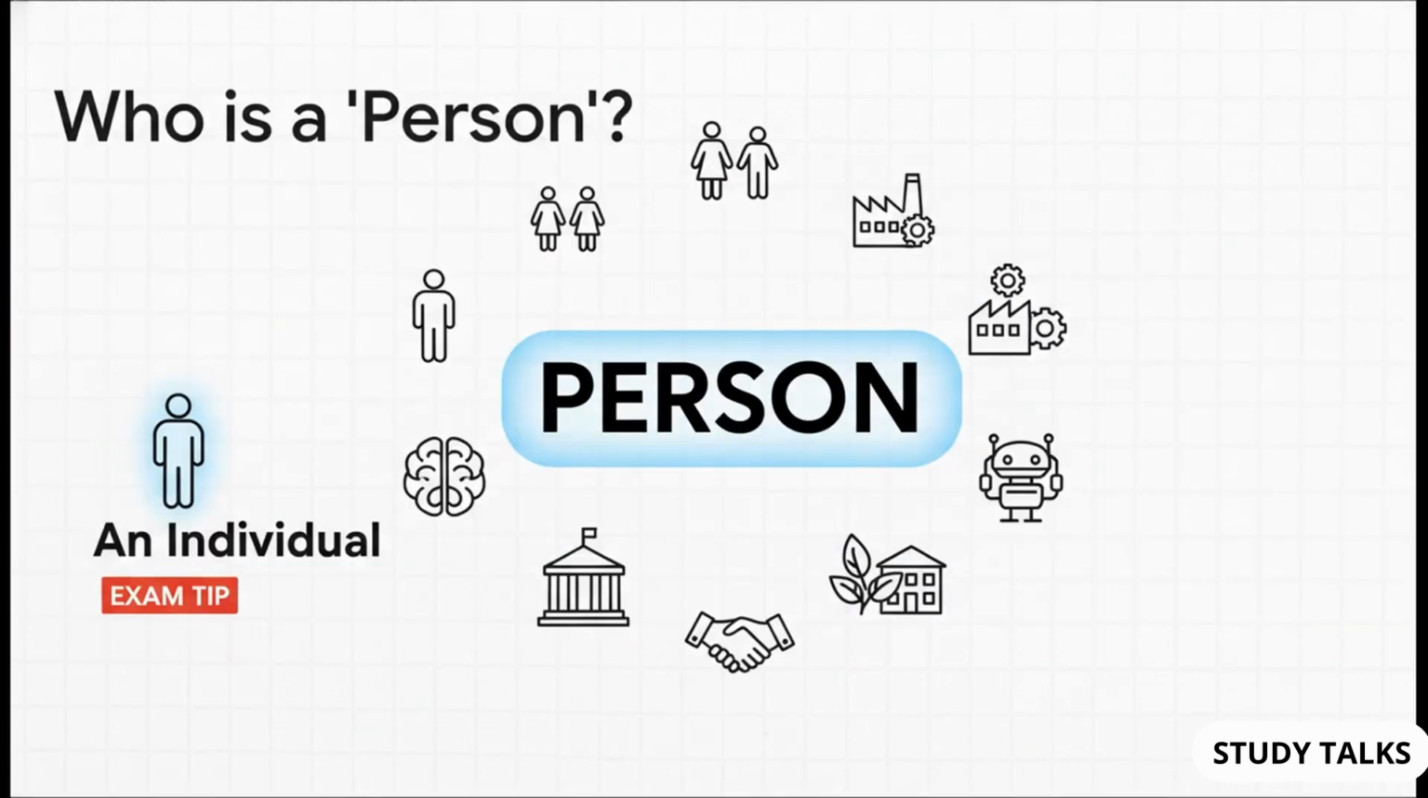And finally, you'll see the word person used everywhere in the law. So what exactly is a person? Well, under Section 2(84), it's basically everything. It's not just an individual like you and me. It's a Hindu undivided family, a company, a firm, an LLP, the government, a trust, the list goes on. The main takeaway here is that the definition is super, super broad.